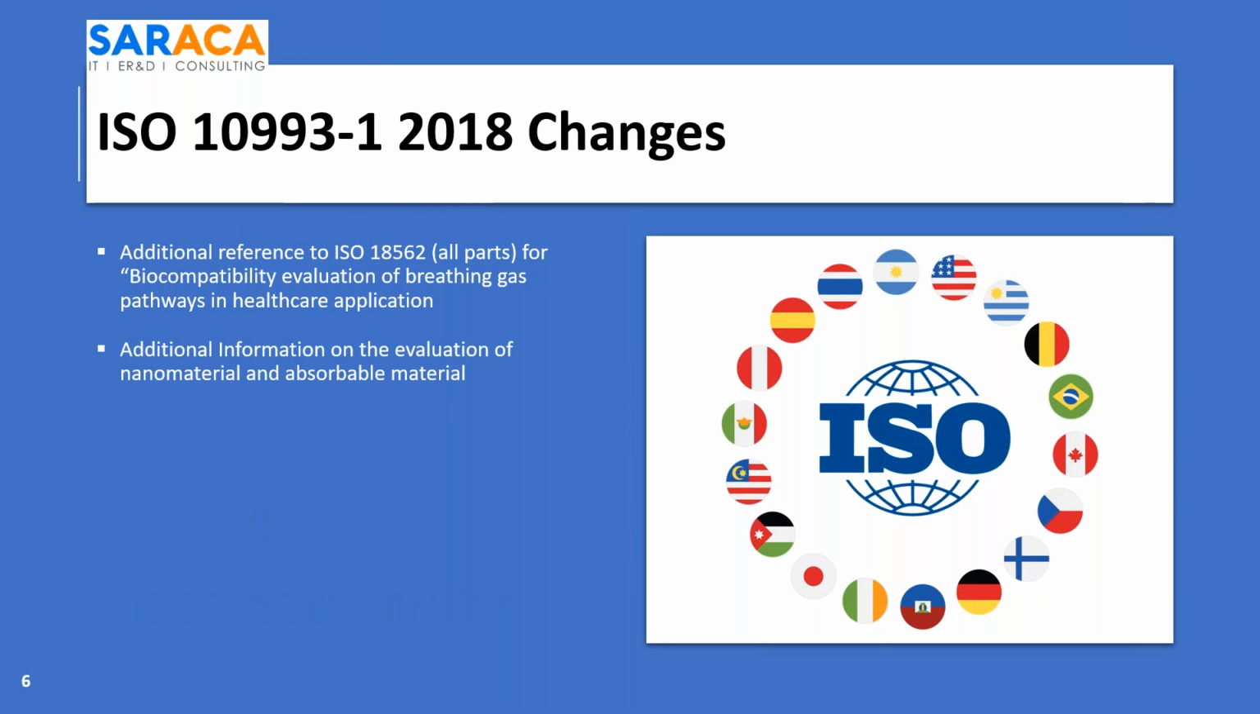Additional information on the evaluation of nanomaterial and absorbable material left within the body is now included in ISO 10993-1. Absorbable material means materials left behind after the device has been released into the body. That would be things like absorbable stents, absorbable material for gel foam, sutures, things like that, that are evaluated separately and now have additional information on those materials.